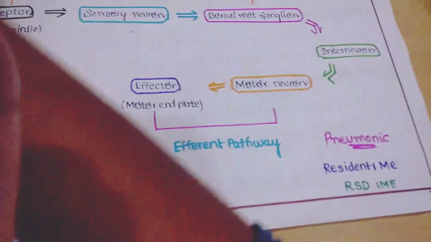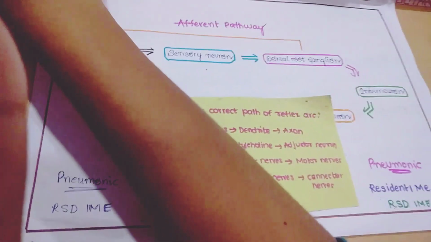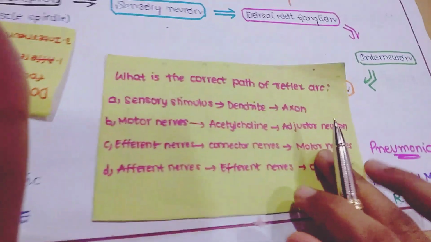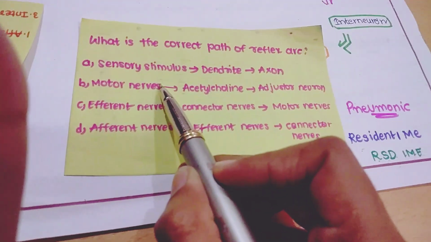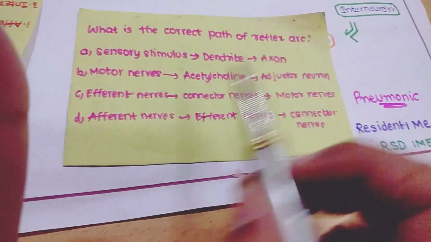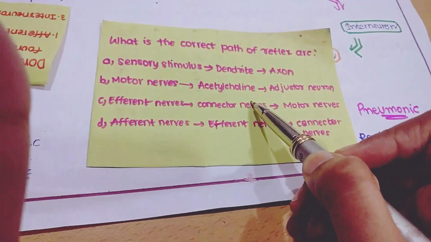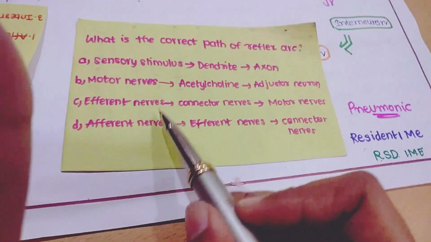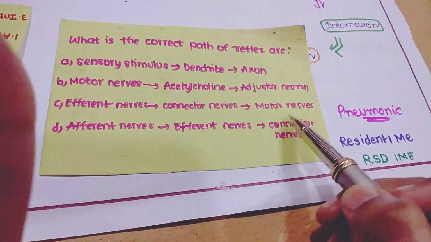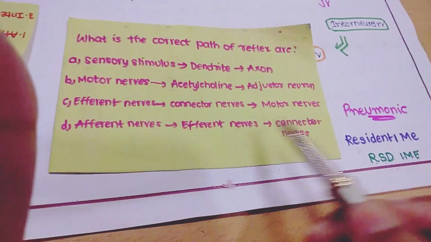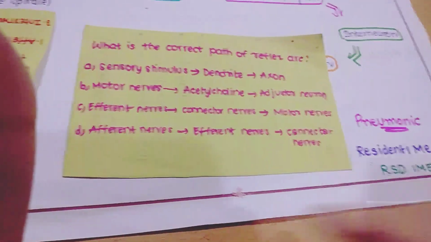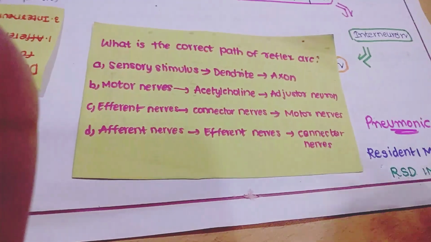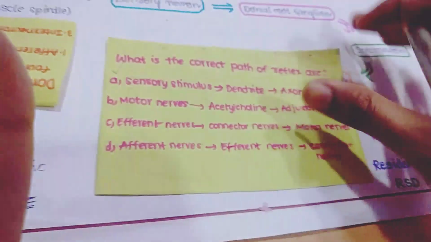Now it's time for the active work of your brain. Try to answer these questions without looking into the NCERT. What is the correct path of reflex arc? Sensory stimulus, dendrite, axon, motor nerves, acetylcholine, adjuster neuron, efferent nerves, connector nerves. Try to answer, pause the video. The correct option here is option A.